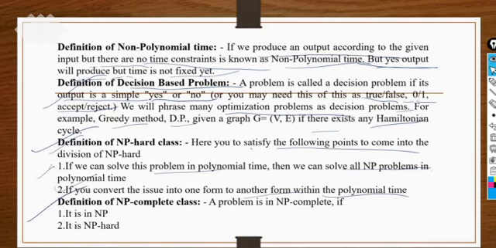What about the NP-complete class? First, the problem must be in the NP category and also in the NP-hard category. So if any problem exists in both of them, in NP and NP-hard, then we can say it is an NP-complete class problem, right? That problem will exist in the NPC class.